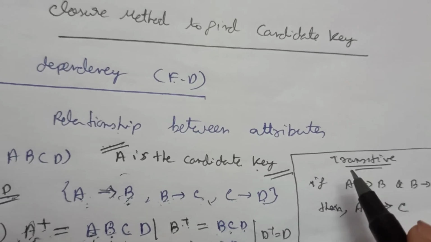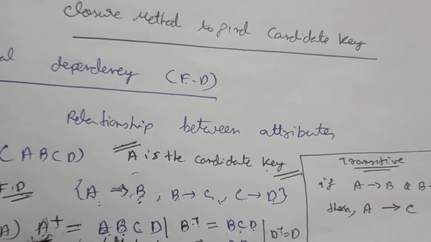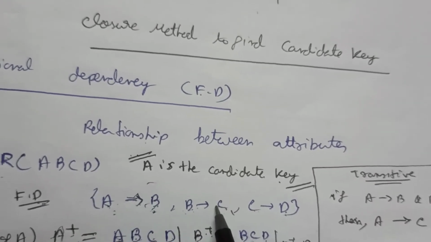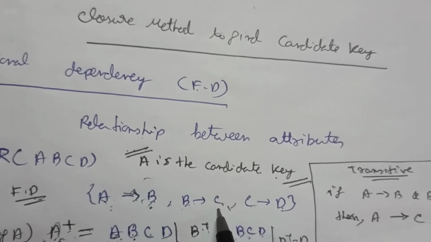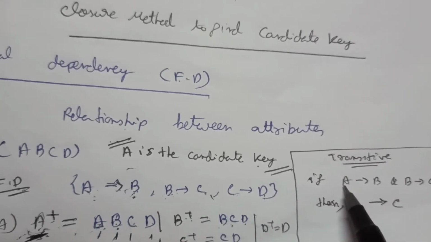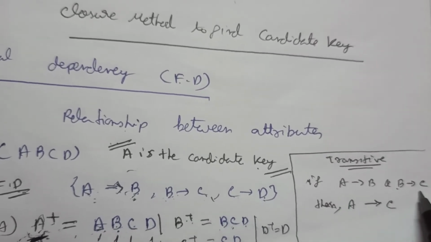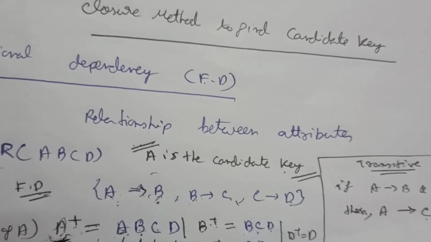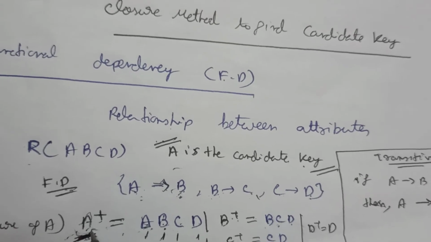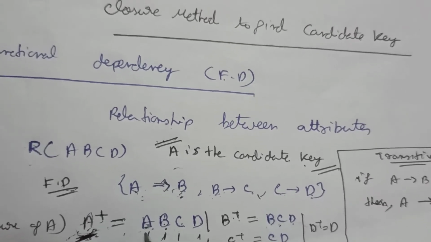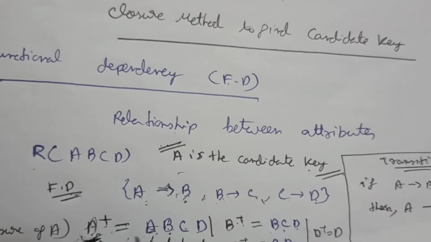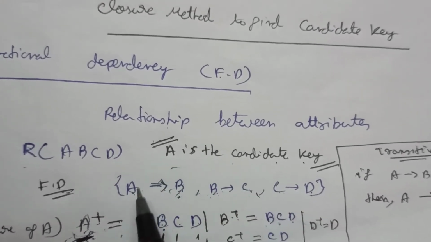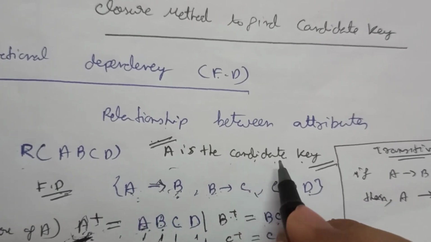Again, see what we are using here. Suppose we have A to B and B to C. From here we can say that A can also define C. This is the transitive property: if A can define B and B can define C, then A can also define C. We used this property for this particular closure, because A is the attribute which defines all the other attributes of the relation, so A is known as the candidate key.